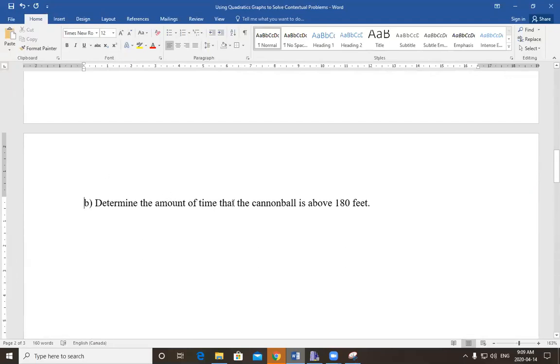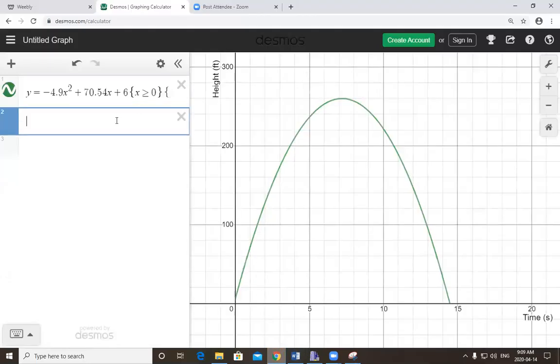Determine the amount of time that the cannonball is above 180 feet. Okay, so if we go back to our graph, you'll notice 180 is about right here, and the height goes above 180 and then it comes back down. Okay, so there is an amount of time where the ball is higher than 180 feet. Okay, so how are we going to get that answer? And the question is asking for how much time. Okay, so that is an x value.